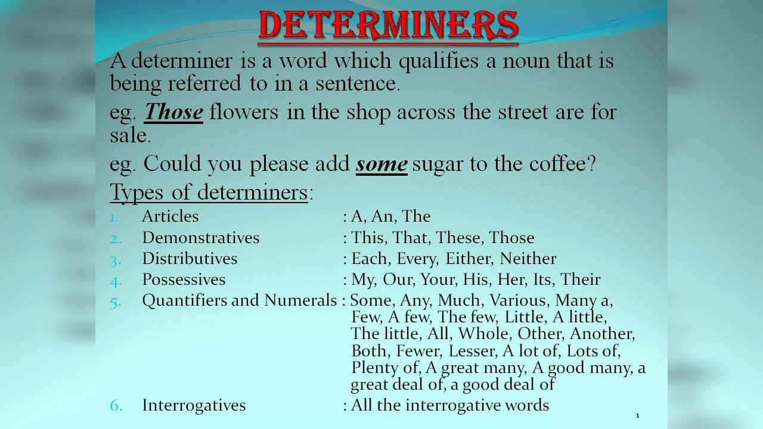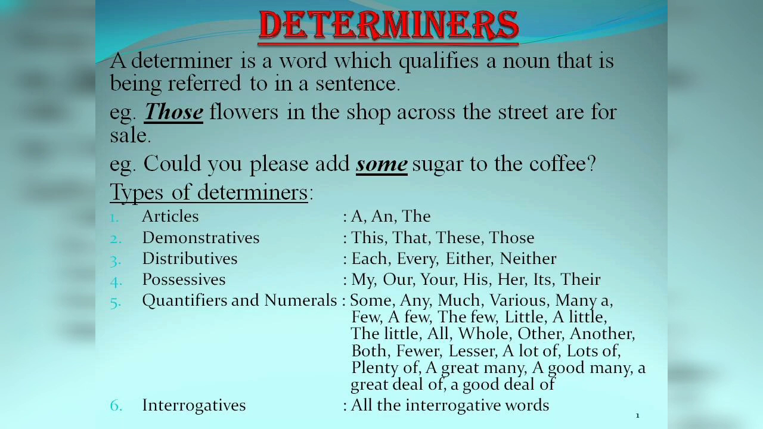So, to understand it, there are two sentences. The first sentence says, those flowers in the shop across the street are for sale. In this sentence, the word "those" is a determiner. In the next sentence, could you please add some sugar to the coffee? In this given sentence, the term "some" is a determiner.